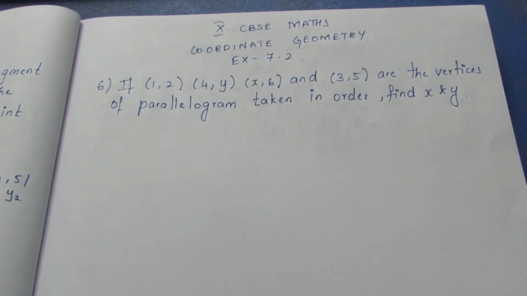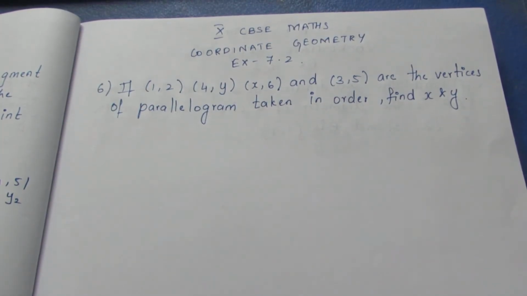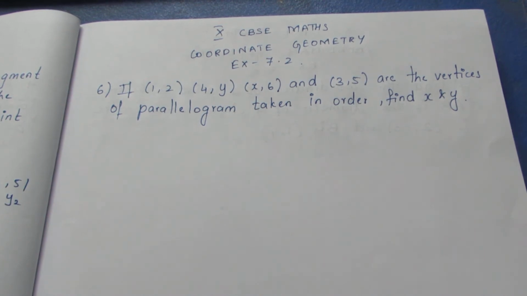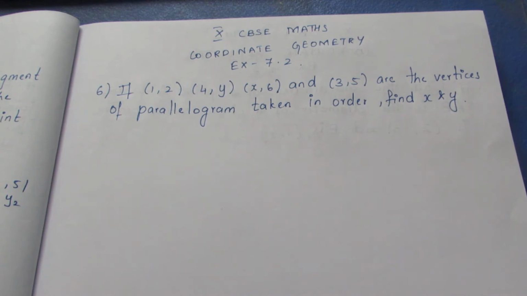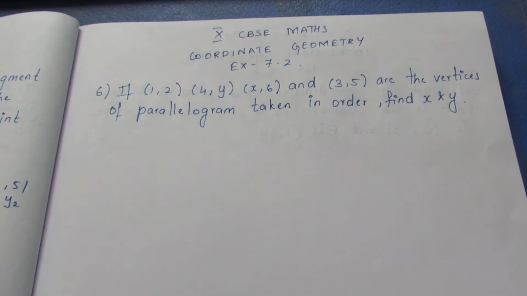Today we are going to see 10 CBSE Maths Coordinate Geometry Exercise 7.26 sum. Let's see the question. If (1, 2), (4, y), (x, 6) and (3, 5) are the vertices of a parallelogram taken in order, find x and y.